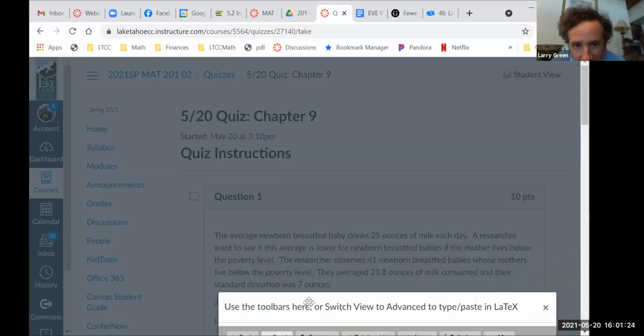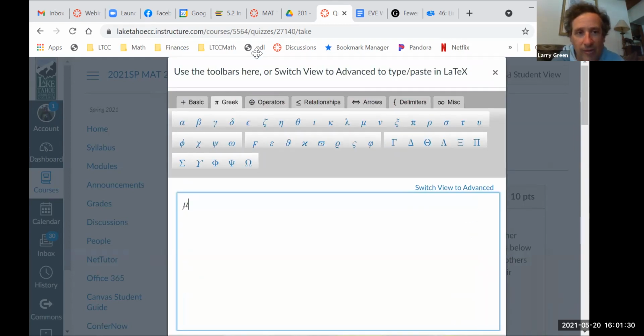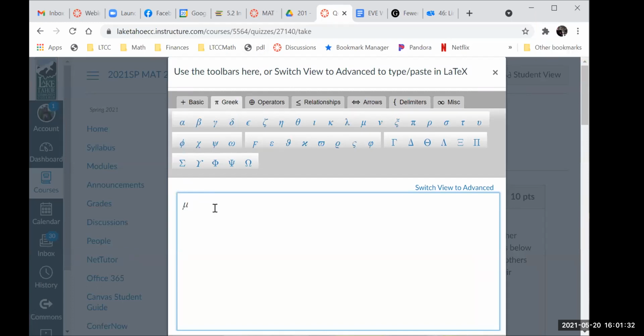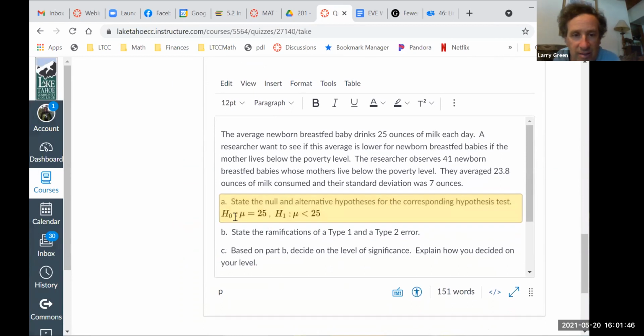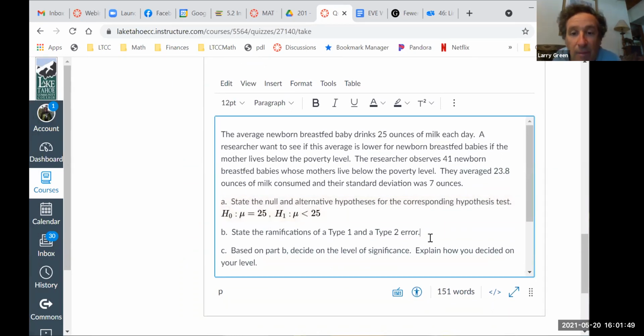So again, the researcher wants to see if the average is lower. When you see the word lower, what inequality do we write? Less than. Again, there's nothing tricky about it, but you have to read. Okay, and then 25 was our null hypothesis value. And I insert the equation, and there's part A. By the way, if you write mu instead of the letter mu, that's fine. I don't grade on things like that as long as you show what you're doing well. Okay, any questions so far?